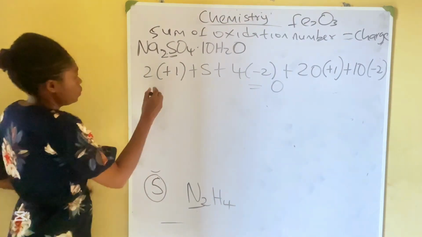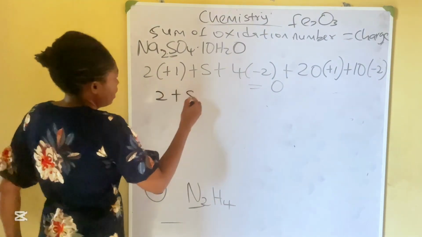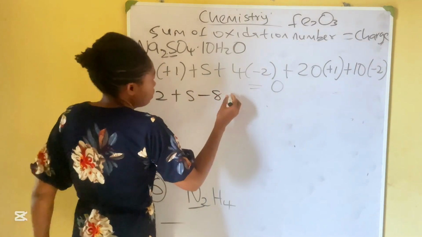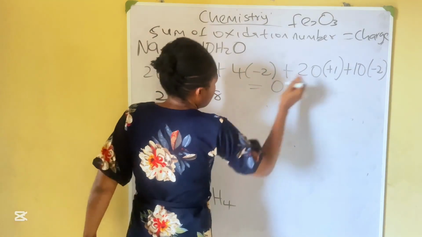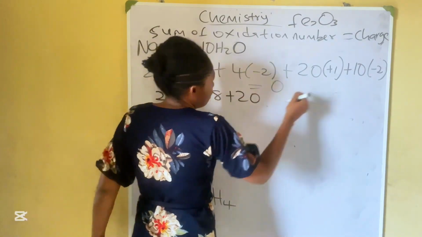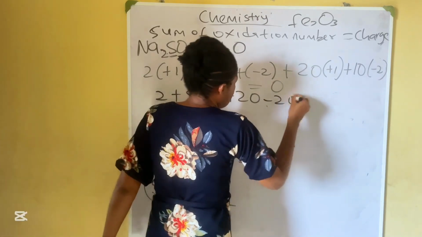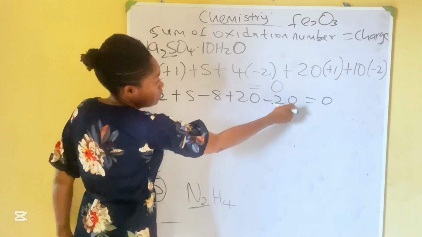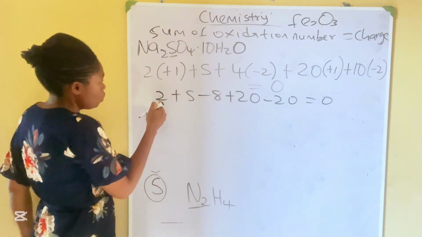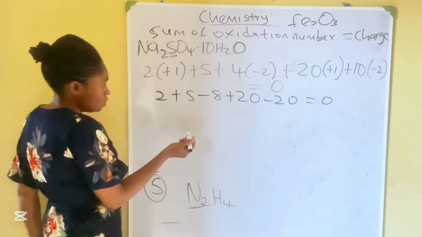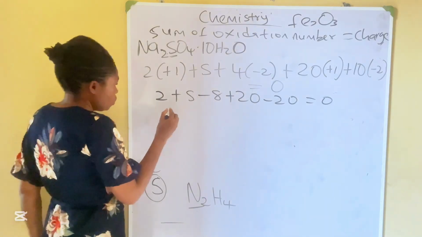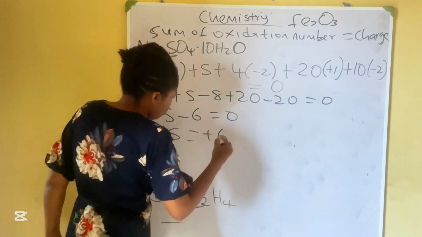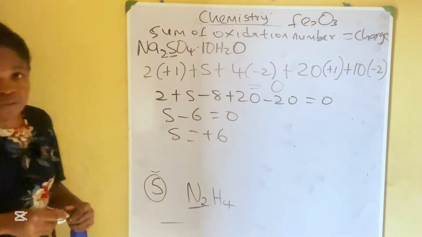So 2 plus S. Remember, plus 4 times minus 2 is minus 8. 20 times 1 is 20. 10 times minus 2 is minus 20, equals 0. Look at this: 20 minus 20 is 0. So 2 minus 8 is minus 6. So S minus 6 is equal to 0. What is my S? S is plus 6. So you can see, either way you use, you are good to go.